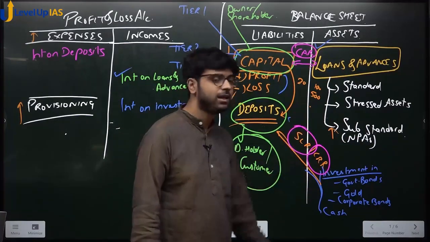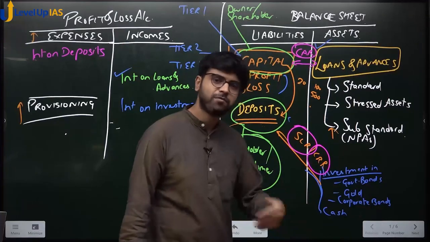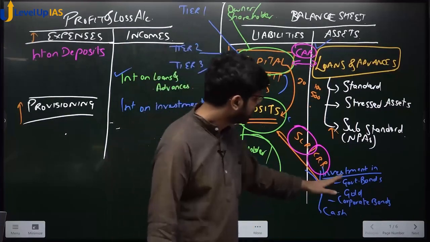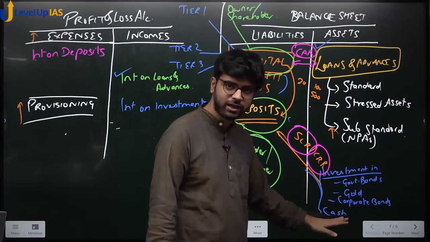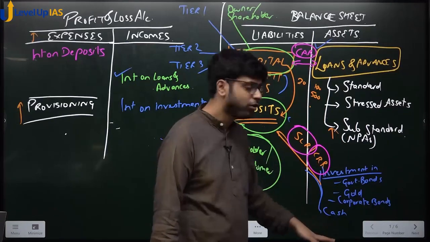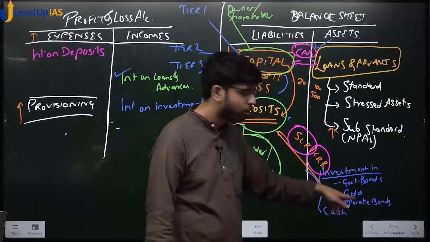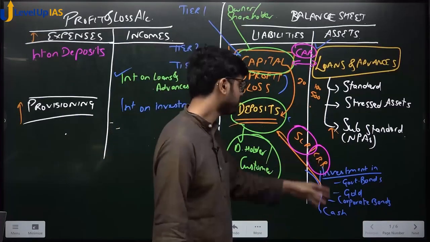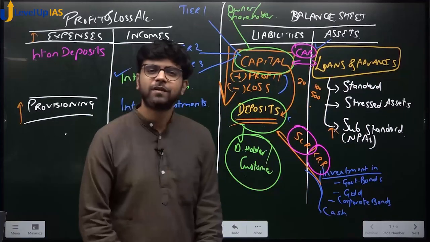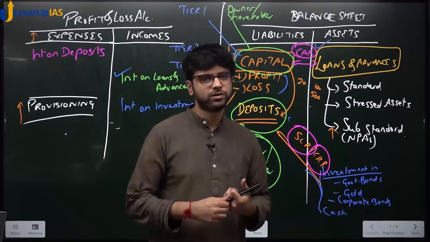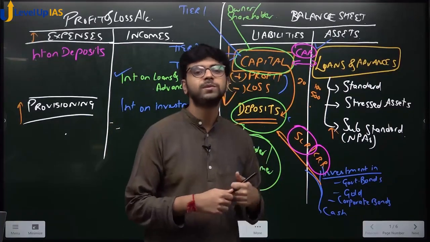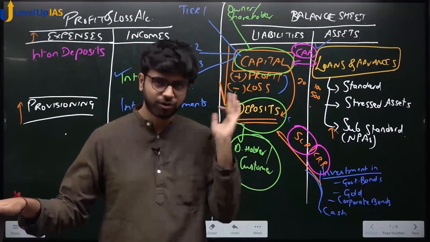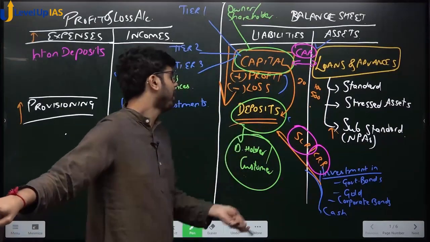What about this? Why are they on the asset side? Because they are also investments, they also give money back to the bank. Can we call them SLR securities? Can we call them cash? Can we call them corporate bonds? See, corporate bonds is not an SLR. Bear in mind, SLR is only government securities. Why only government? Why not corporate bonds? Because corporate bonds cannot be trusted. There is no liquidity. Government bonds means the government is giving a guarantee that I will repay, don't worry. So that is why.